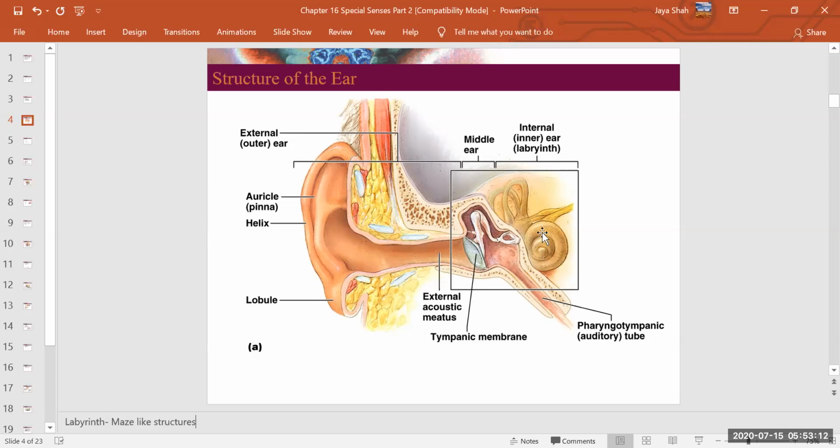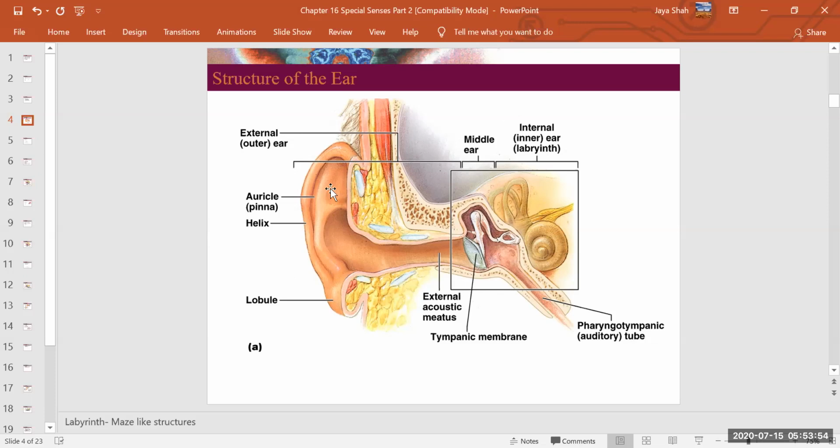Inside the bony labyrinth of the cochlea, there is the cochlear duct. Inside the semicircular canals of the bony labyrinth, there are the semicircular ducts, which are membranous labyrinth. Inside the vestibule, there are two structures of the membranous labyrinth called the utricle and saccule. So this is all about the gross structure of the ear in three parts: external, middle, and inner ear.